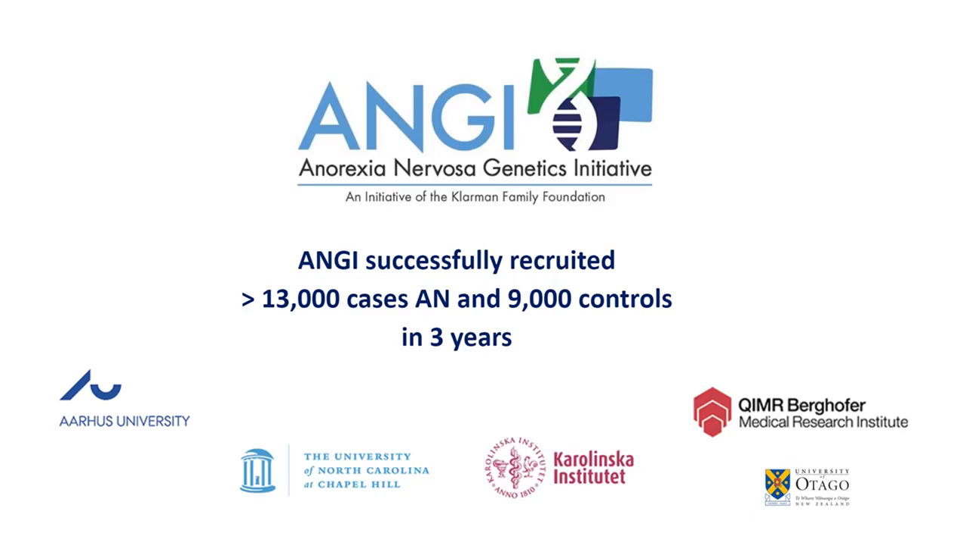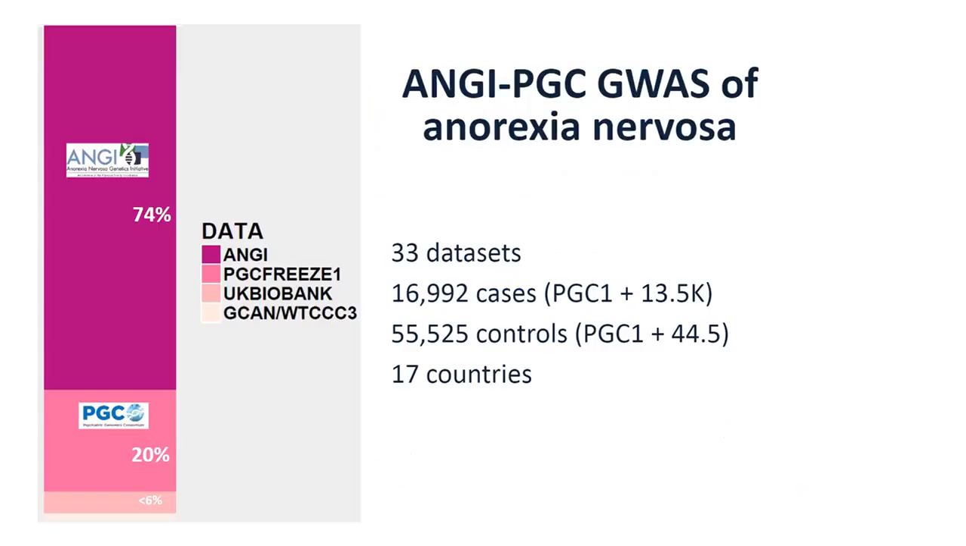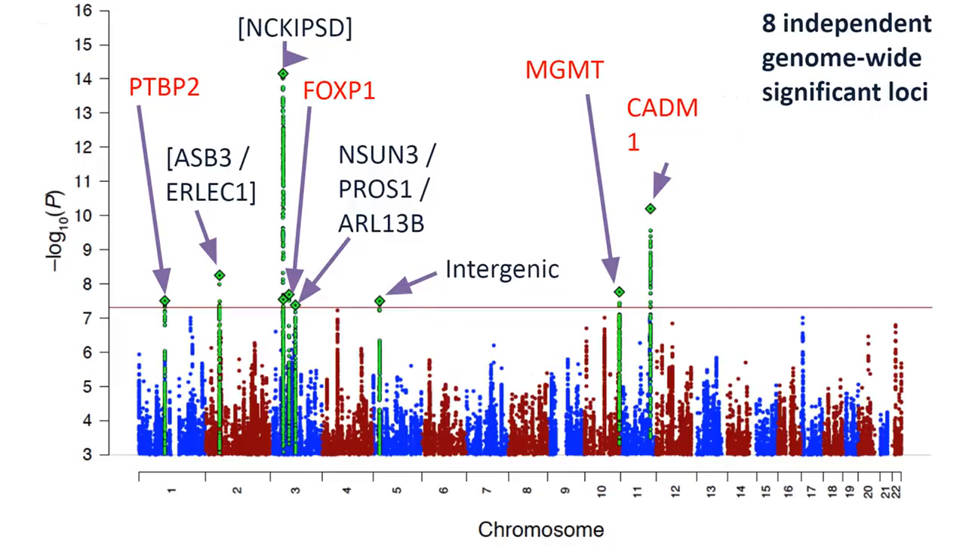They mainly gathered them through direct outreach to the public and via social media, and not clinical recruitment. And that led to a large increase in sample size. So combining it with our previous data, and doing some additional QC as well, we had almost 17,000 cases, 55,000 controls. And then we managed to find 8 different GWAS loci.